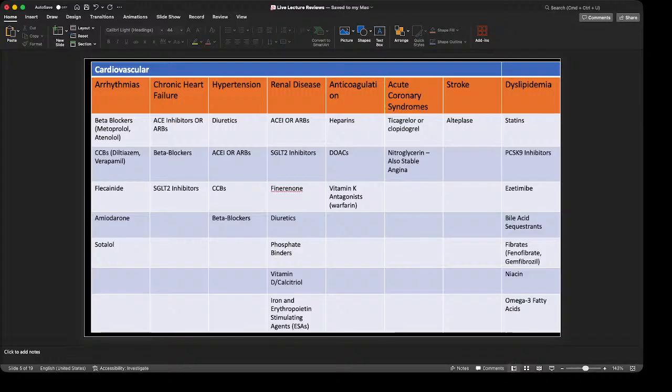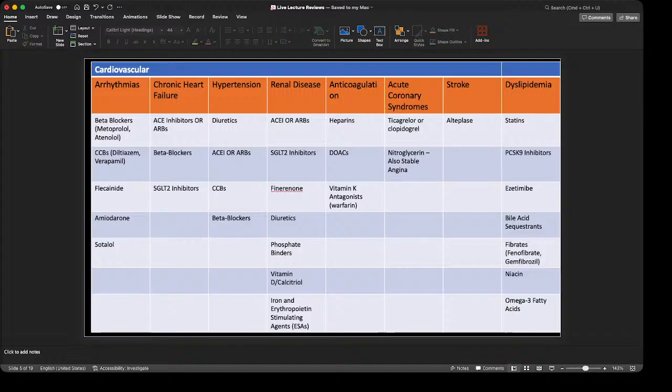Then for renal disease, they might be taking some phosphate binders, iron and erythropoietin stimulating agents. These, because patients are not able to eliminate normally, have a different elimination rate, glomerular filtration rate, creatinine clearance. You guys need to look at the values and normal values of that, and what medications are okay to take while they have these kinds of renal diseases.